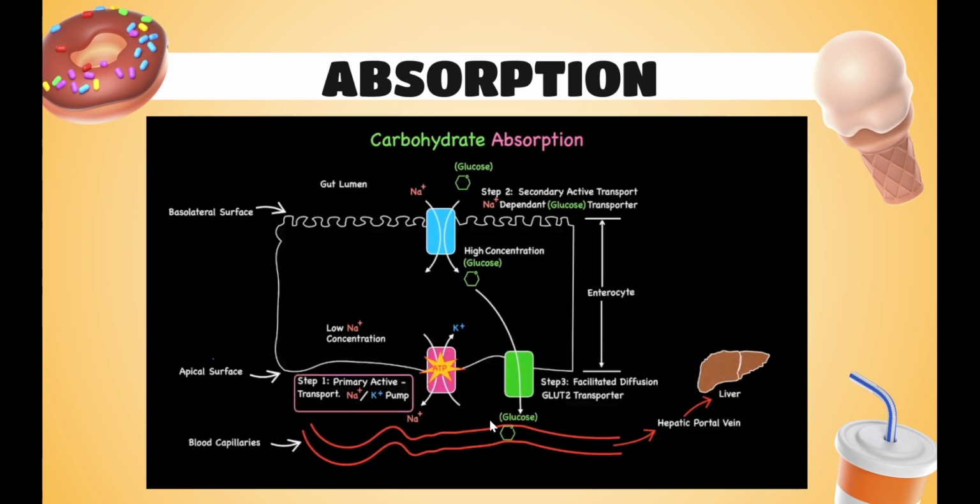During step 1, primary active transport involving a sodium potassium pump sets the scene by creating a low concentration of sodium within the cell. Step 2 involves secondary active transport and more specifically a sodium glucose transporter on the other side. Sodium enters into the cell, bringing with it glucose. Finally, during step 3, glucose exits the cell and into the bloodstream utilizing a GLUT2 transporter and facilitated diffusion.